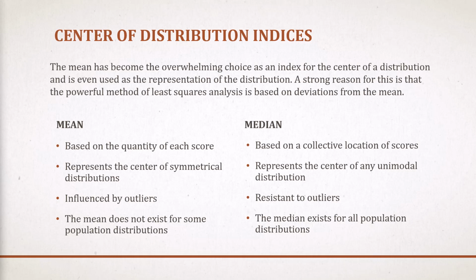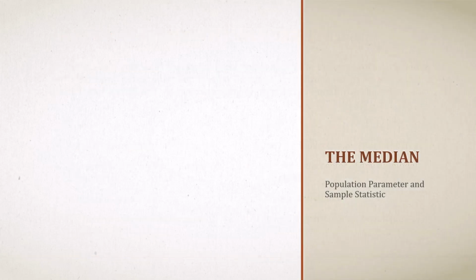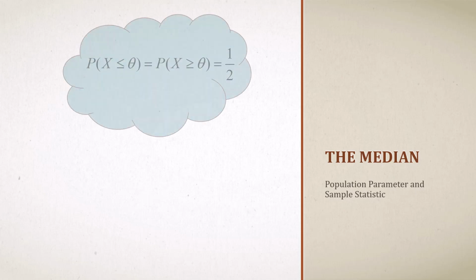When you look at these two lists of properties for the mean and the median, I am not surprised if you raise your eyebrow a little bit and say, perhaps we should be using the median more often. Yes, perhaps so. But will use of the median allow us to make inferences about the population center? Indeed it will, as we will now see. First, let's define the population parameter and sample statistic for the median. In a population distribution, we want to find the value at which half of the distribution is beneath that value and half of the distribution is above that value. That is the population median.